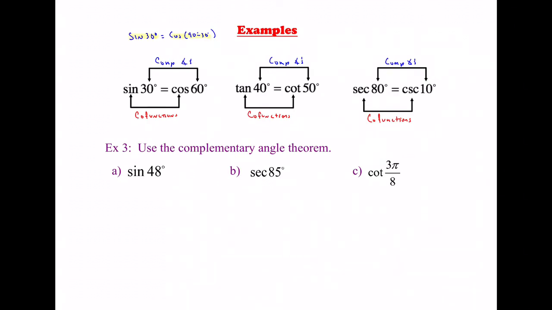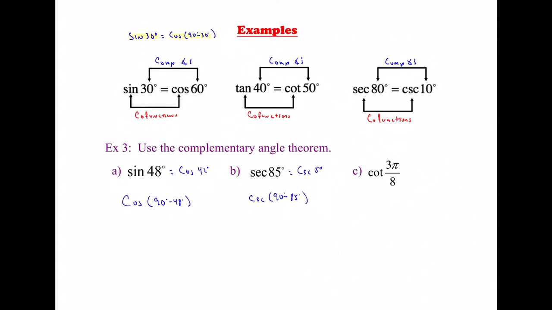So example 3, use the complementary angle theorem to figure out what sine of 48 is. Now don't actually figure out the value of sine of 48, but a way to rewrite what sine of 48 represents. So sine of 48 is the same thing as its cofunction cosine of 90 minus 48. So sine of 48 would represent cosine of 42 degrees. Secant, its cofunction is cosecant, so cosecant of 90 minus 85 degrees, which would be cosecant of 5 degrees.